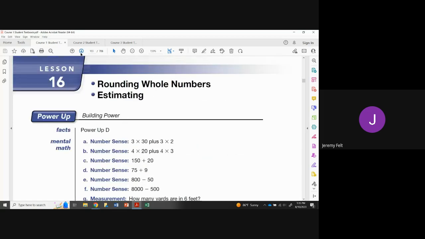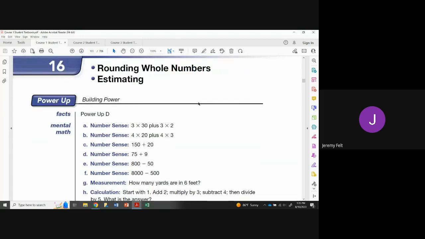Okay, now lesson 16, and flip over there to page 82. We're looking at rounding whole numbers and estimating. So again, rounding whole numbers.